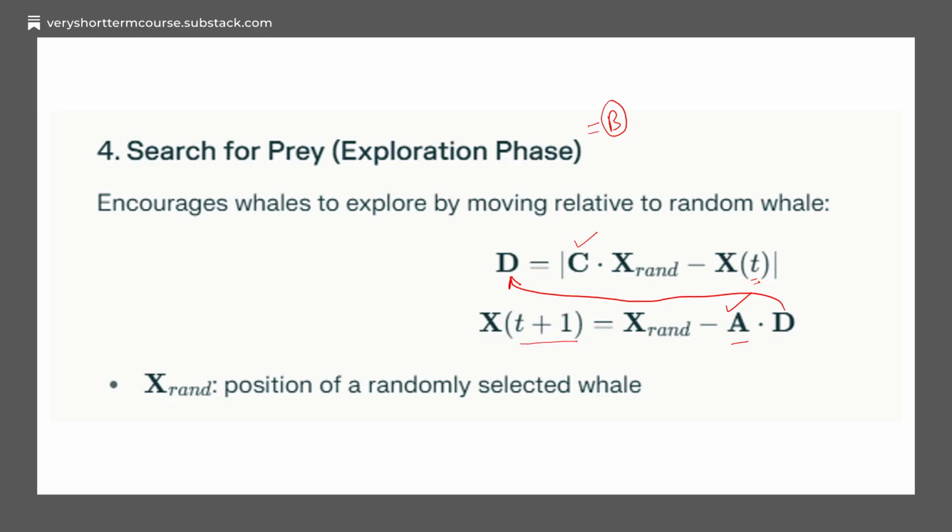Remember, this is a phase which is followed if the randomly generated value p is less than 0.5 and mod A is also less than 1.